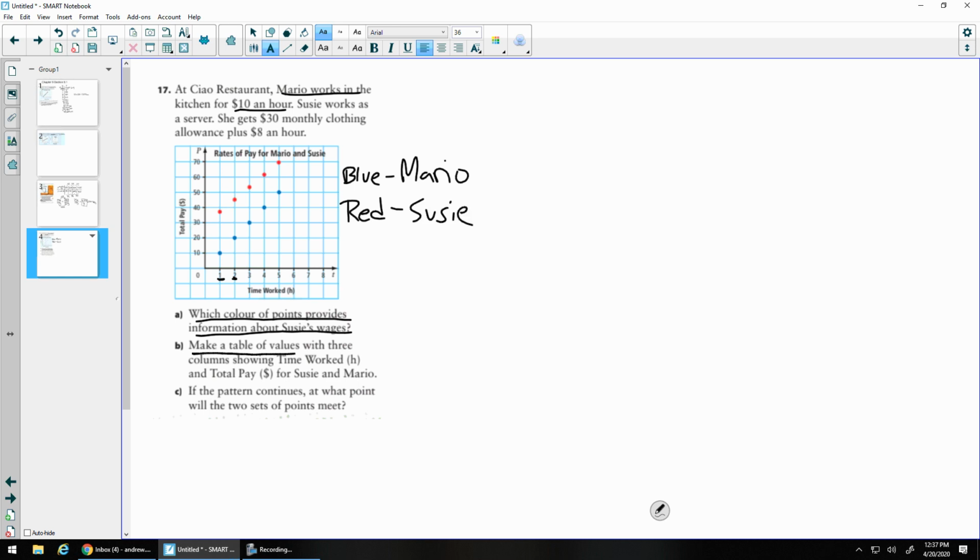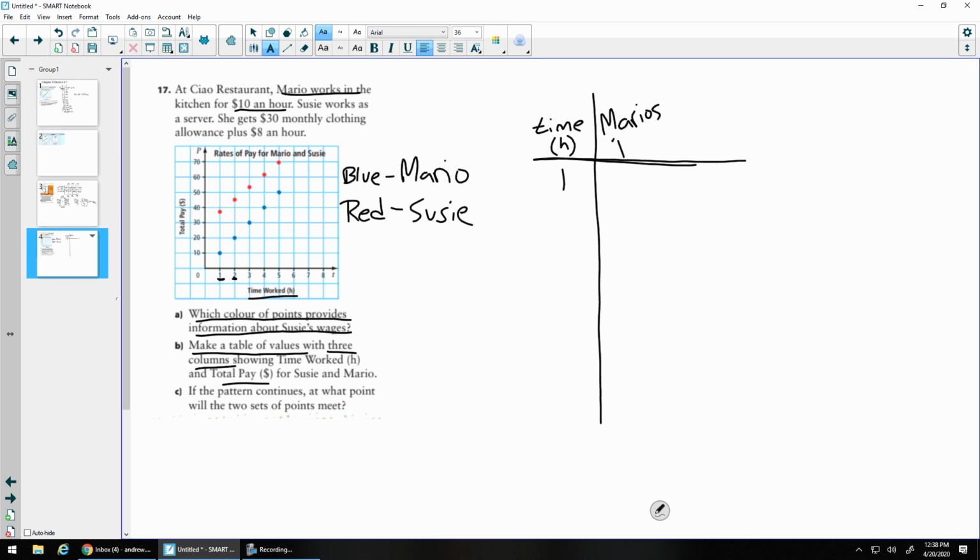Okay, so make a table of values with 3 columns showing time worked, H, and total pay for Susie and Mario. Okay, so time worked is on the bottom. So that's going to go first because that's our X value. So time in hours. We can compare that for both of them. So they both can work 1 hour, and then we have Mario's pay and we have Susie's pay.